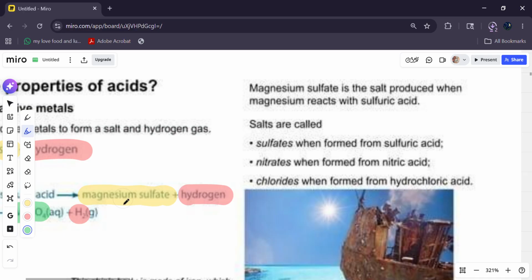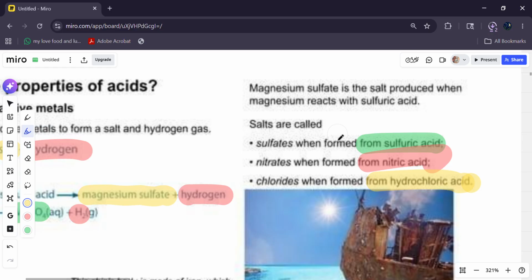Salts are called sulfates when they form with sulfuric acid, nitrates when they form with nitric acid, and chlorides when they form with hydrochloric acid. So different salts are produced when you react a metal with different acids. Now, this explains that when you react magnesium or any other metal with different types of acids, the type of salt produced is going to be different. The name of the salt is going to be different.